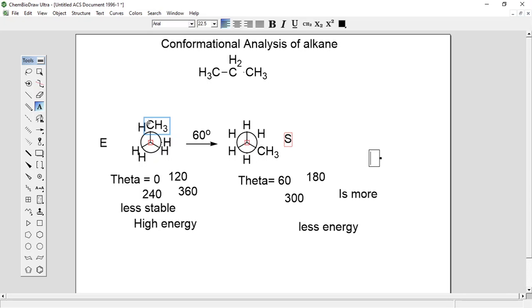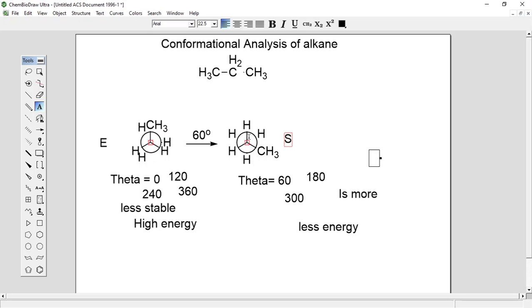Propane has a higher energy difference, that is 3.3 kilocalorie per mole, and this is due to CH3-H and H-H interactions, because in ethane there is only H-H interaction, which gives 3 kilocalorie per mole. While in propane, two different types of interaction are there, hydrogen-hydrogen and CH3-hydrogen. So this is about the eclipse conformation.